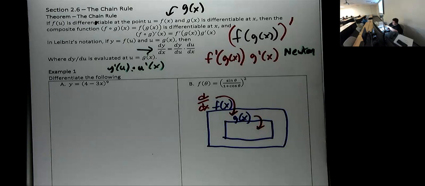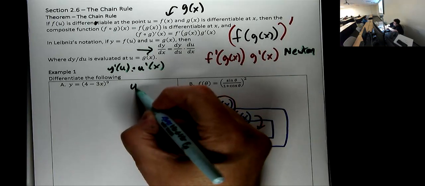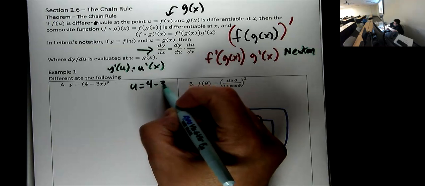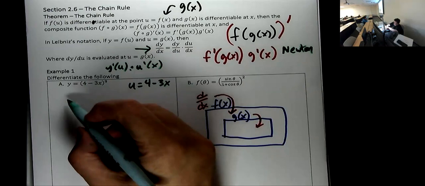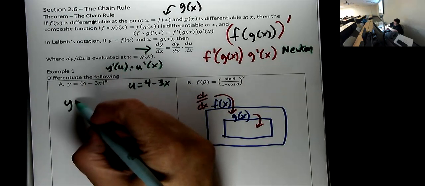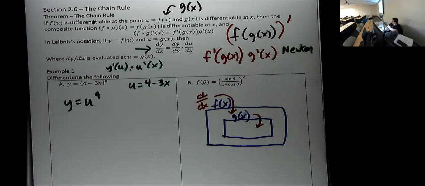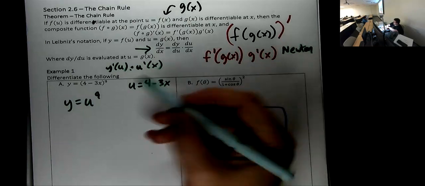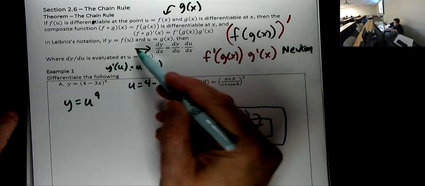We can speed this up a little bit by recognizing that we've got a function raised to a power. If I call u 4 minus 3x, I really have y equals u to the 9th. This is the Leibniz approach, which might be the easiest one for you guys to pick up. So let's bring it down here.